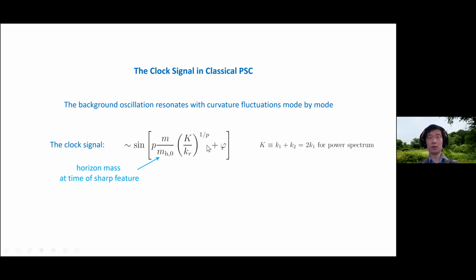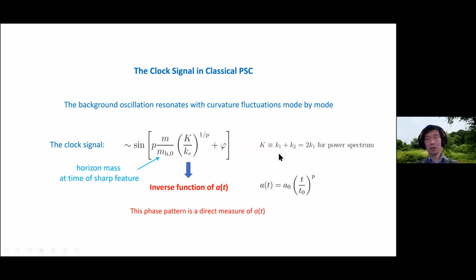The main distinctive feature of these oscillation behaviors compared to the previous one is that the argument of the sinusoidal function is no longer linear in K, or for the power spectrum, in the modes K1 plus K2. It has an interesting functional behavior with a power of 1 over P. As you can see clearly here, the ticks of these oscillations record a(t), because the dependence on K is simply the inverse function of the scale factor of the background. So this phase pattern is actually a direct measurement of a(t).